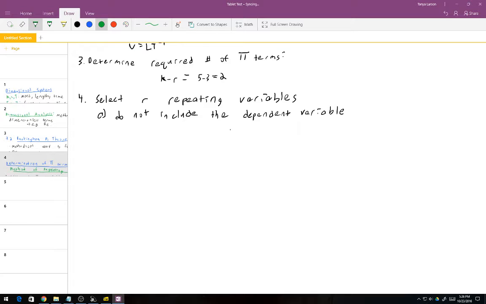So delta PL can't be one of our repeating variables. Within your set of repeating variables, all reference dimensions must be present. All reference dimensions must be present in the repeating variables.